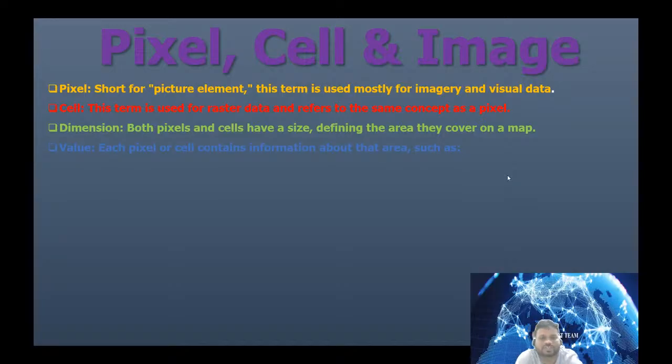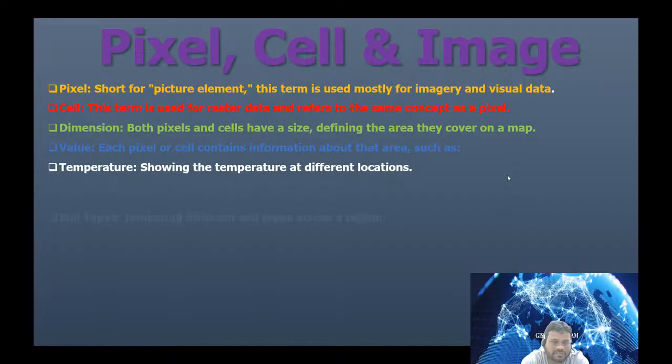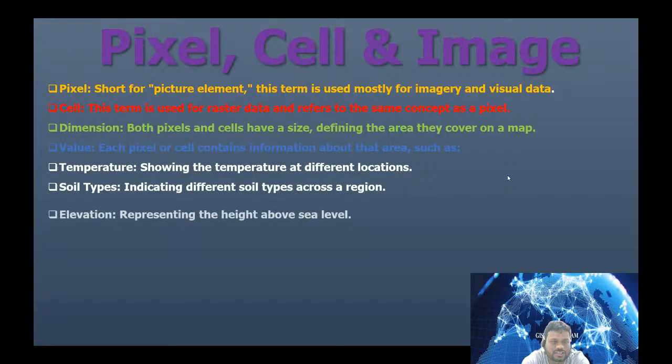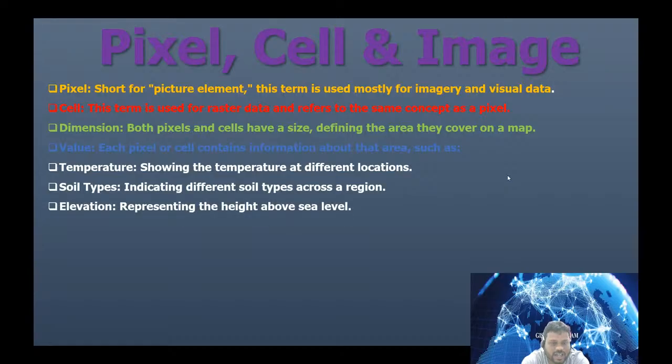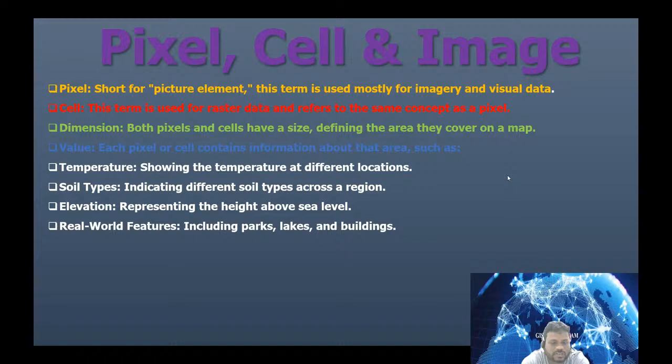Value, each pixel or cell contains information about the area, such as temperature, showing the temperature at different locations; soil types, indicating different soil types across a region; elevation, representing the height above sea level; and real-world features including parks, lakes, and buildings. An image or imagery is a two-dimensional pictorial representation.